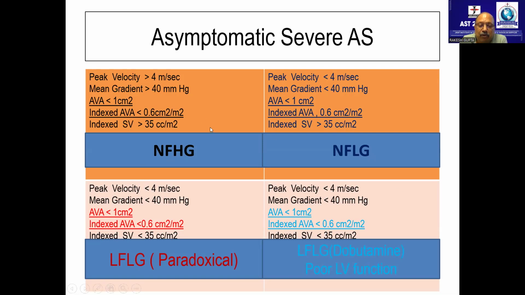If you look very carefully, what exactly is happening? This is a continuum of the sequence of evolution of aortic stenosis. Aortic stenosis is maturing from normal flow high gradient to normal flow low gradient. When the LV cavity becomes really thick, what will happen? It starts generating less force, so the gradient will start falling.